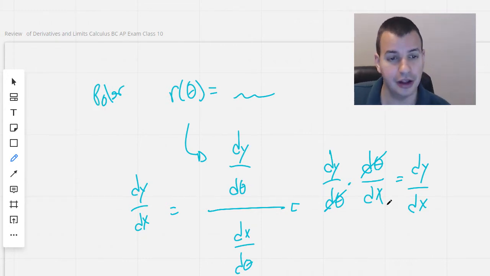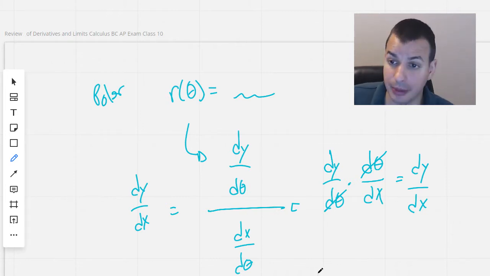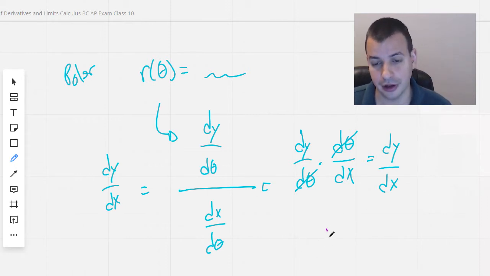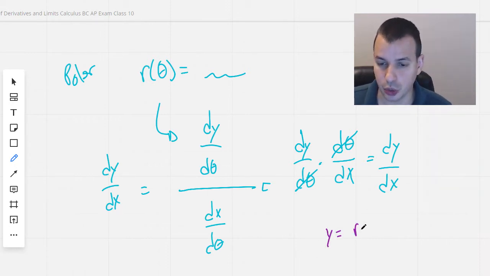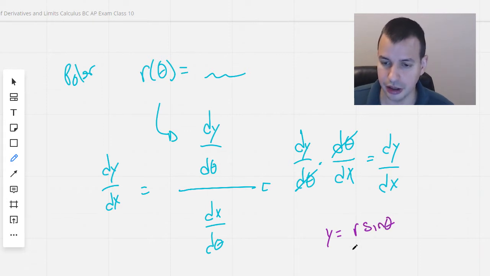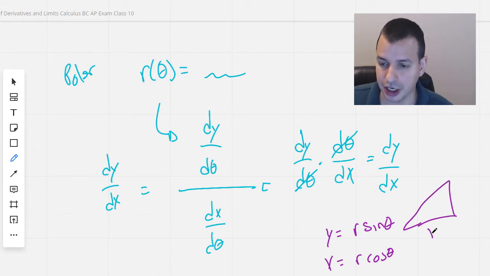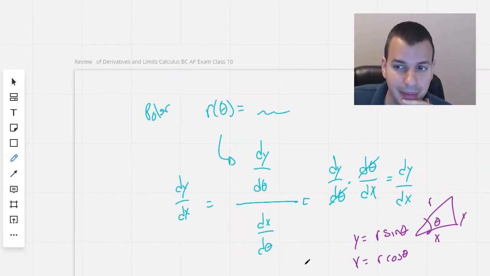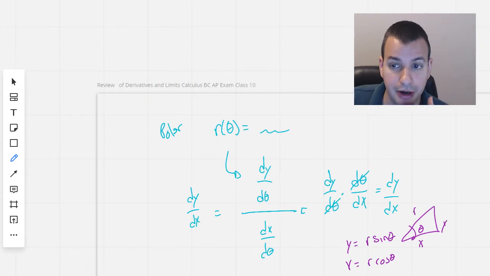So this is how I remember which formula to use when you're looking for the slope in polar curves. And the other key point that you need to know is y equals r sine theta, x equals r cosine theta, and both of these come from a right triangle of x, y, r, and theta. So then we also talked about, this led us into parametric equations.